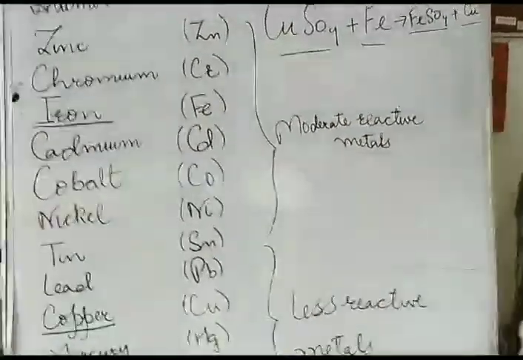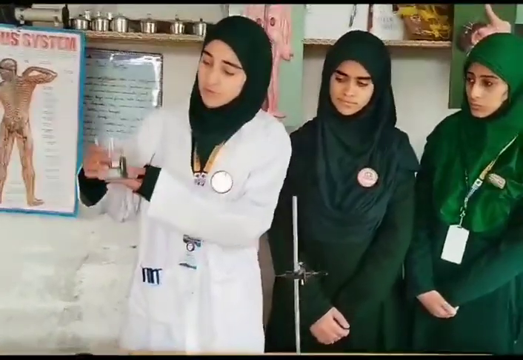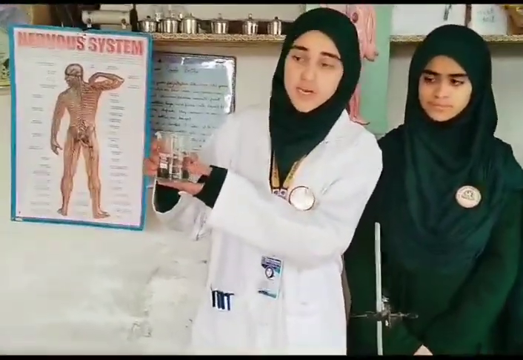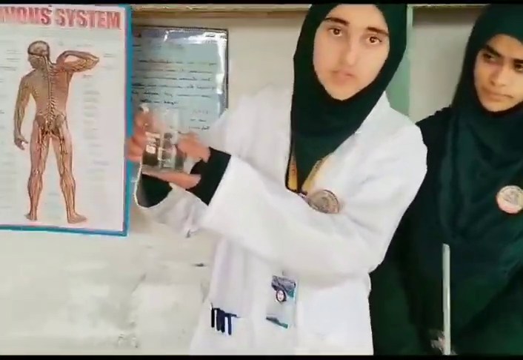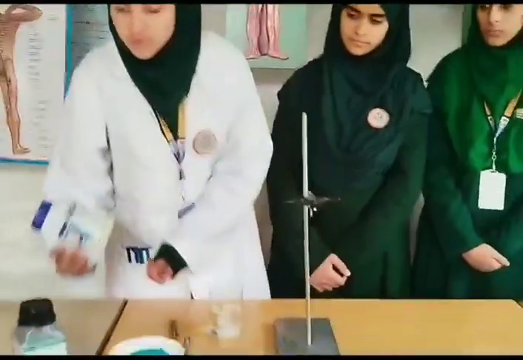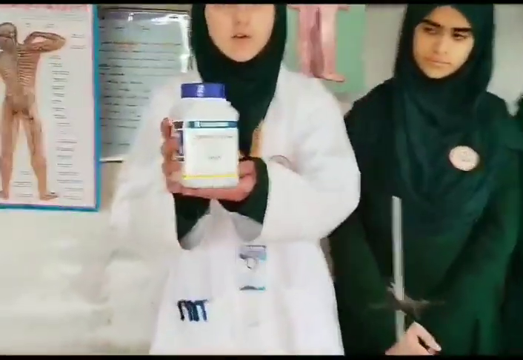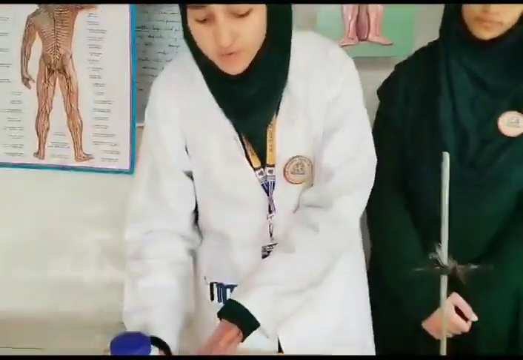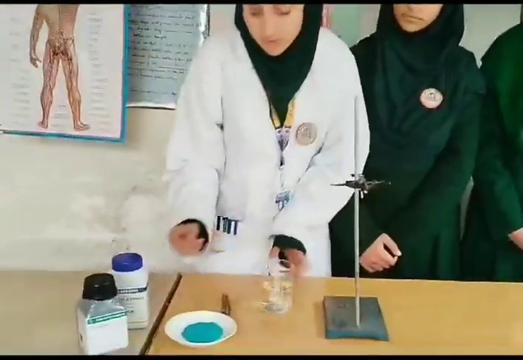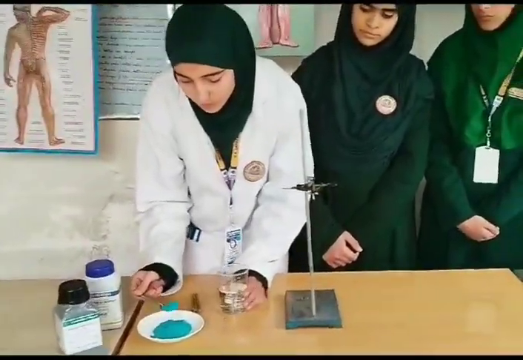Let's do it practically now. Firstly, we should take a beaker here in which we have to take 100 or 150 ml of water. As you can see, we have taken 150 ml of water. After that, we have to add some copper sulfate solution. As you can see, this is the copper sulfate solution, but we have already taken it out in a plate. We can add 1 or 2 spoons of copper sulfate.